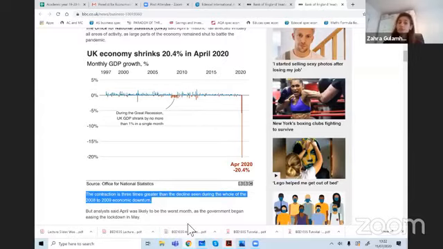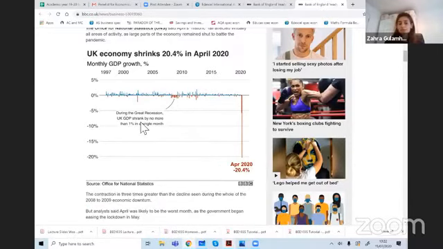For those of you who do know, we had the Great Recession, 2008 onwards, for a couple of years. You can see that here. You've got red lines there showing negative economic growth. If you look at that there, it says it shrank by no more than 1% in a single month. And look at it here now, it's dropped all the way to negative 20.4.